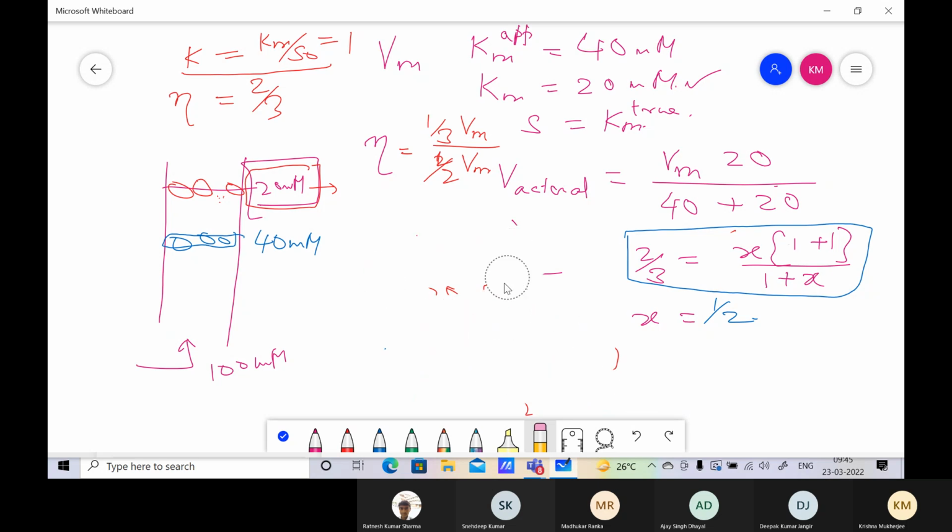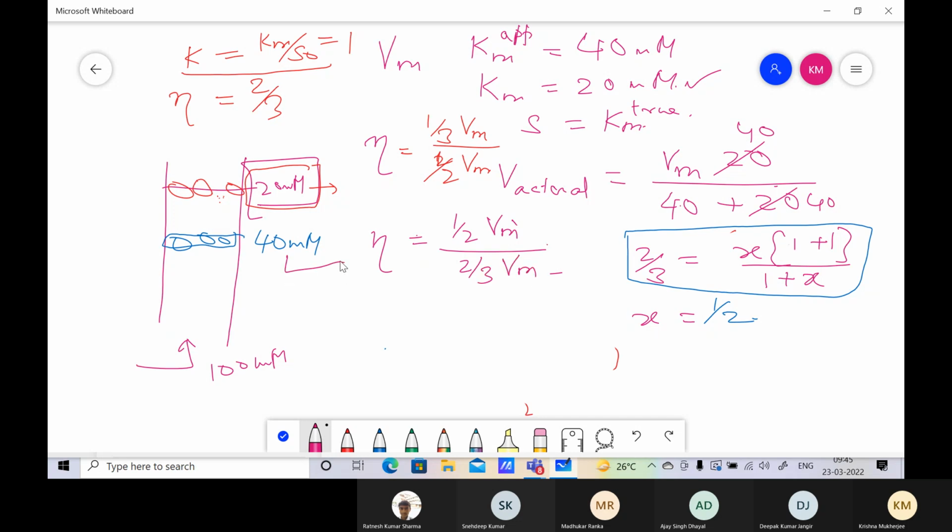So now what is happening at the beads sitting here, where the substrate concentration has gone down to 40? What is the efficiency? So it is Vmax 40 upon 40 plus 40, so it is equal to half Vmax, right? Half upon Vmax into 40 upon 20 plus 40. So this is 2 by 3, right? Am I right?